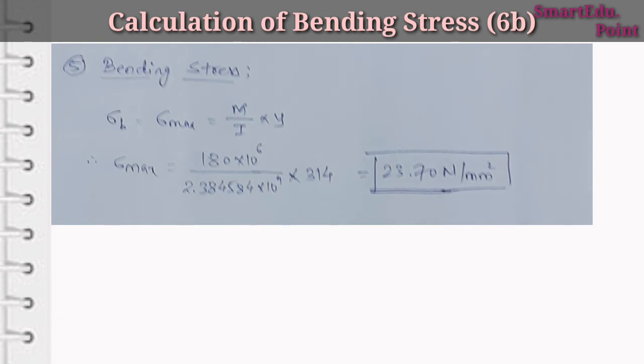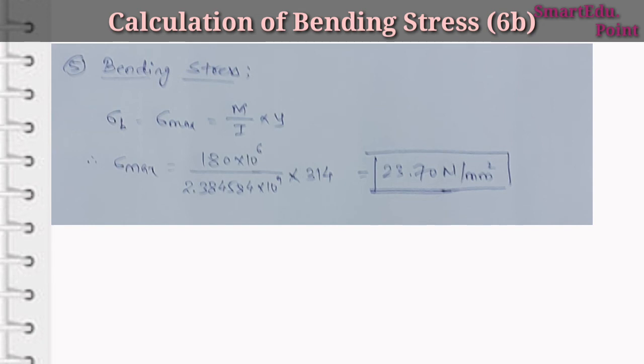Now we know the bending equation. From that we have obtained bending stress sigma b, or maximum stress due to bending, will be equals to M by I into y, by simply substituting the values of moment, moment of inertia and depth of neutral axis from the extreme fibers. We can get the maximum stress induced, that is 180 into 10 raised to 6 divided by 2.384584 multiplied by 10 raised to 9, whole into 314. By operating the calculator, we will get the maximum stress induced in this section under the given conditions as 23.70 Newton per mm square.